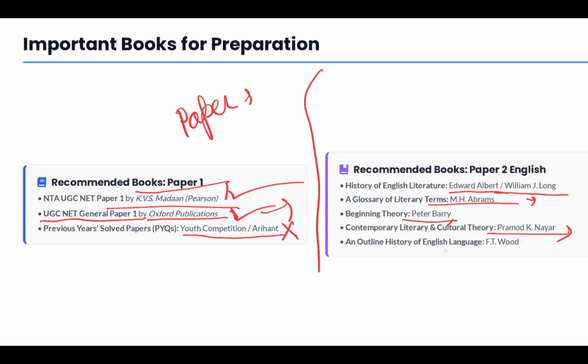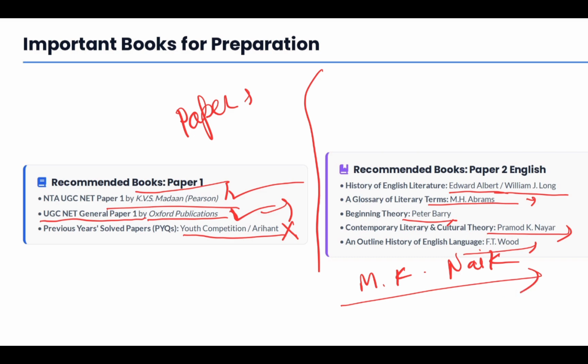And Outline History of English Language, FTU. If you want, you can use this. I also use this. And for post-colonial literature, I also used a book by Pramod K. Nair. And for Indian History of English Literature, I have used M.K. Naik's book. So if you want to purchase, you can buy this book.